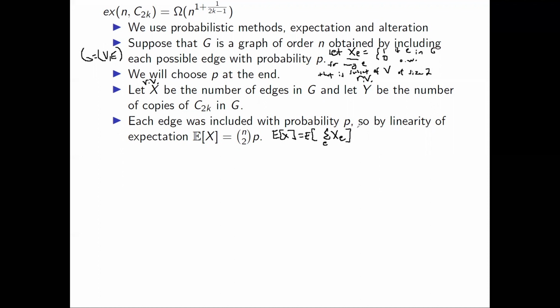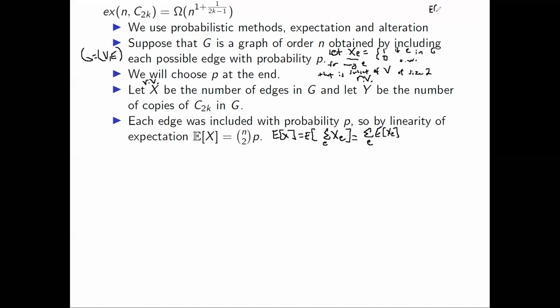So the number of edges in our graph is just going to be the sum of the XE's, because each XE is going to be 1 if E is an edge and 0 otherwise. So just adding them up gives us a count of the edges. We can use linearity of expectation here to write this as the sum over E of the expectations of the XE's. And then we can calculate the expectation of the XE's.